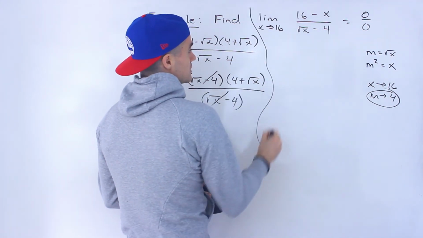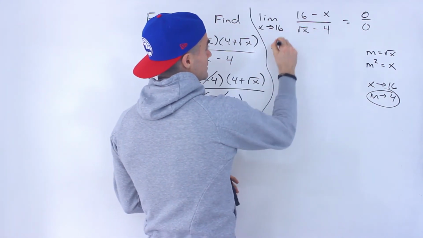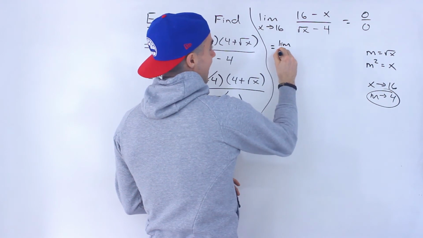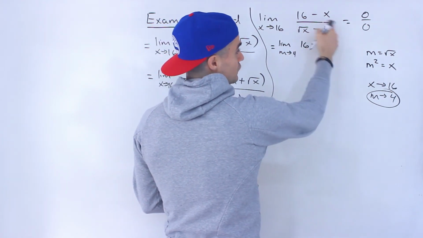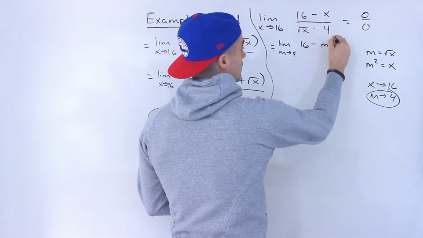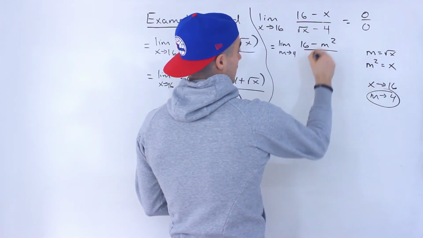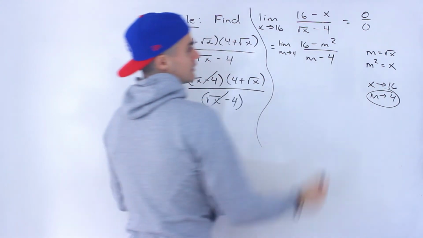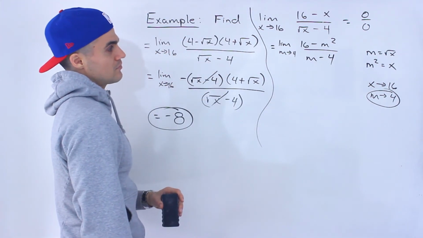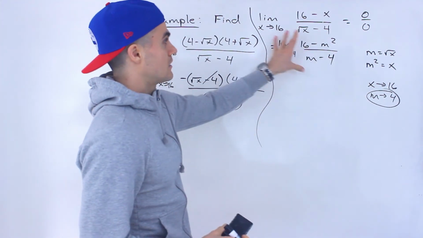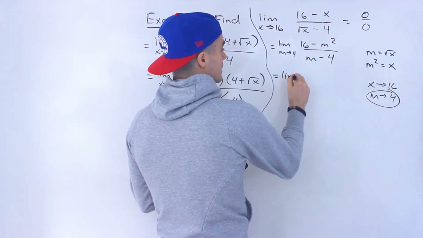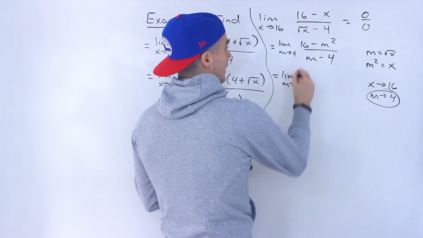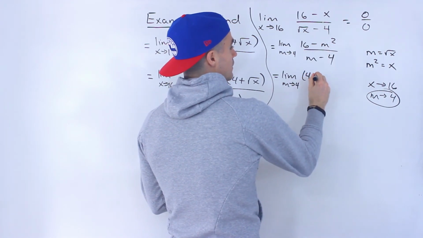Right, so let me just split these up. Basically, we would rewrite this limit as the limit as m approaches 4 of 16 minus, for the x we're putting in m squared, for the root x we're putting in m, like that. And now notice this is a lot nicer to work with than that. Basically what's going to happen is we're going to end up factoring the top.